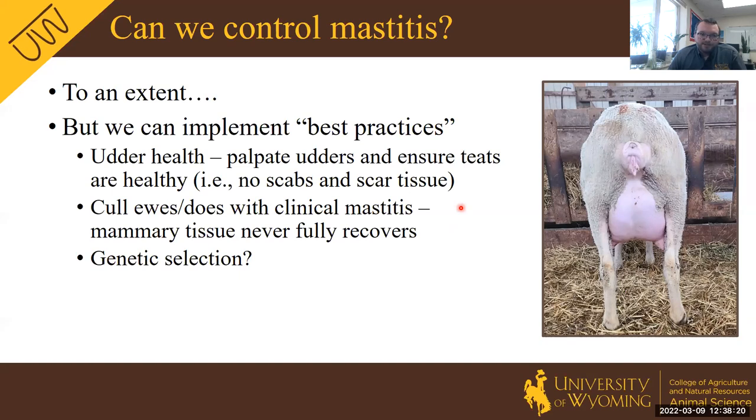As we bring these ewes or does into the jugs, strip them, make sure that we don't have clinical mastitis already in the colostrum, make sure that there's no masses or lumps in the udder. And anytime that we handle a ewe or doe, we can always quickly palpate the udder, check the teats, make sure they don't have any scabs or scar tissue, especially after those lambs and kids begin to have their teeth erupt.